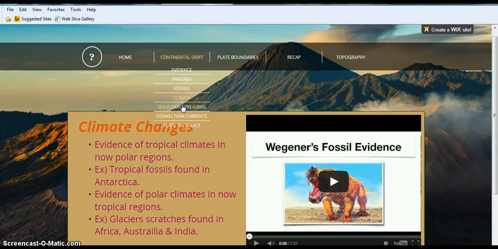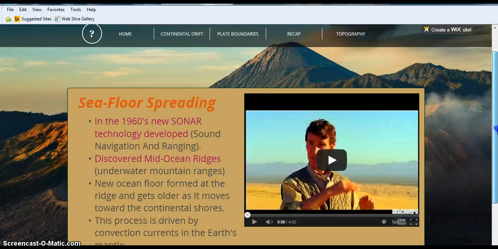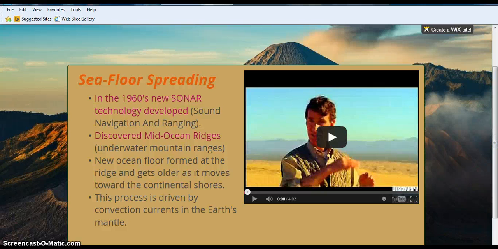All right, moving on to the next question on your WQS. What technology is used to map the seafloor? Let's take a look at seafloor spreading. Okay, seafloor spreading: in the 1960s, new sonar technology was developed, which was referred to as sound navigation and ranging, and this helped support Alfred Wegener's theory of continental drift. It discovered the mid-ocean ridges were an underwater mountain range and that the new ocean floor formed at the ridge and got older as it moved toward the continental shores, or towards the land. This process is now known to be driven by convection currents in the Earth's mantle.